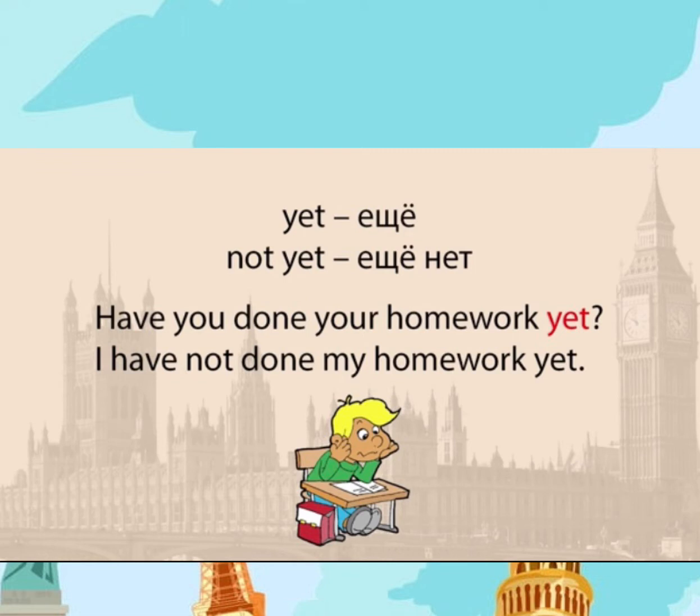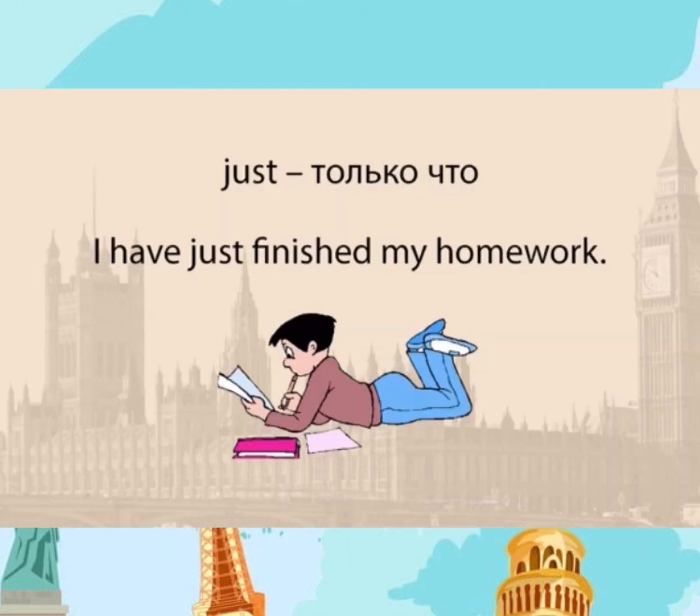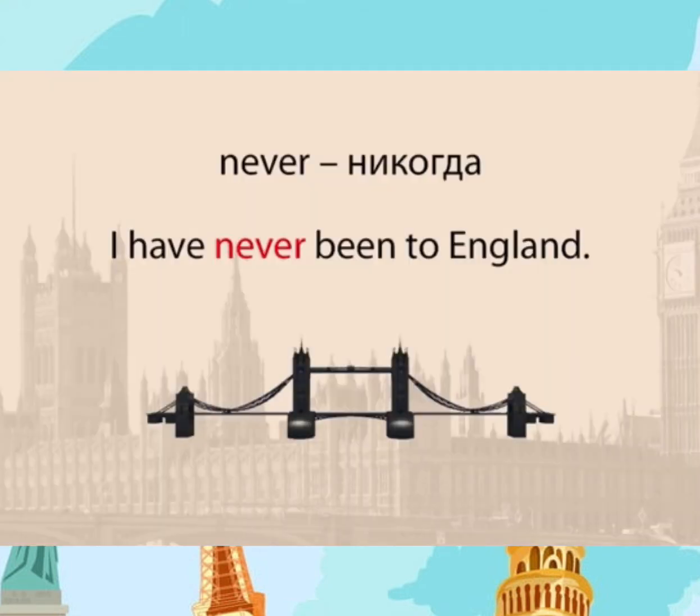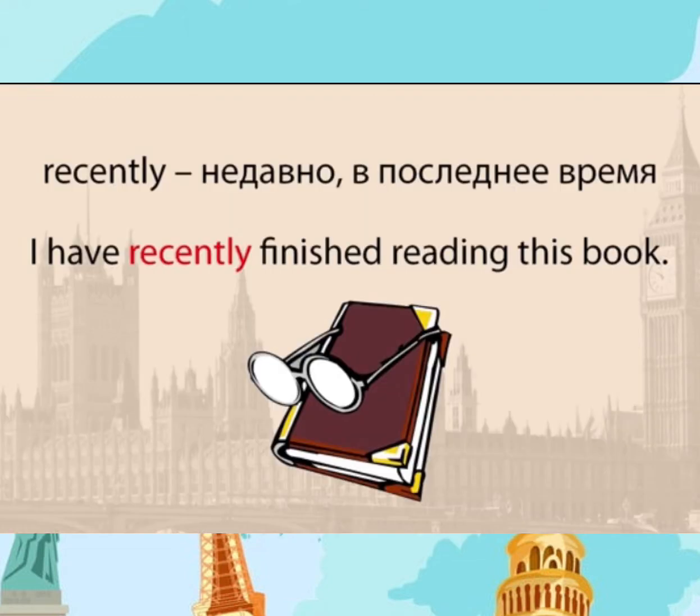Yet, not yet. Have you done your homework yet? I haven't done my homework yet. We use it in interrogative and in negative sentences. Just. I have just finished my work. Still. I haven't still been to England. Never is used only in the negative sentence. I have never been to England. Never. Recently. I have recently finished reading this book.